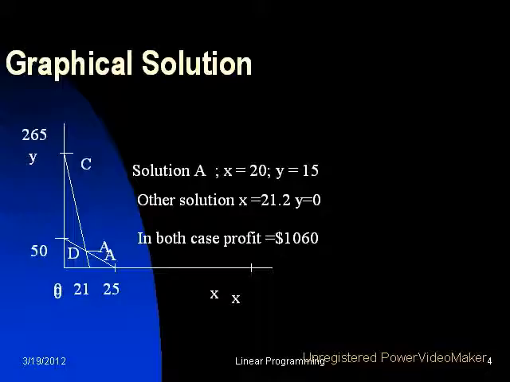Now in this case there are two optimal solutions. One of them is A, where x equals 20, y equals 15, that is, optimum profit is available when the company makes x units of product and y units of product.